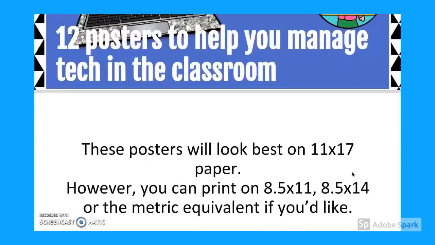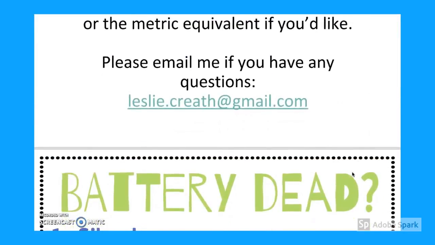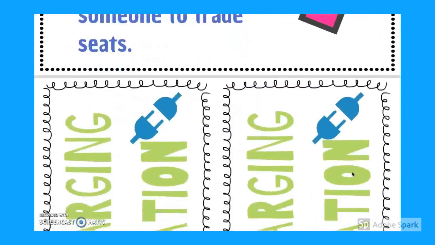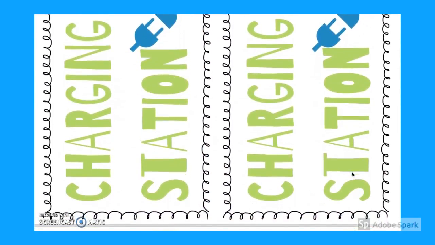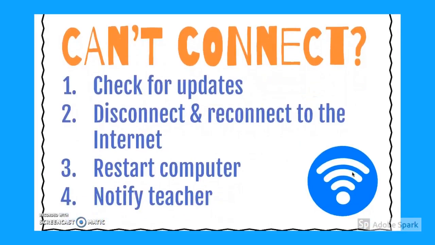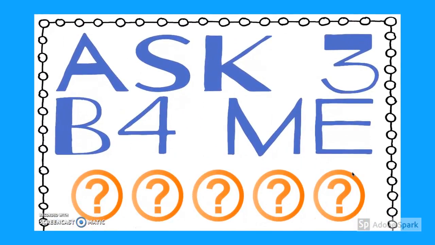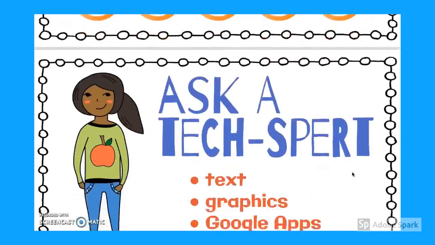And so these just help you manage your technology in your classroom to ensure your students are on task. So it tells them what to do if your battery is dead. There's various charging station icons. What to do if they can't connect. The ask 3 before me rule, so they can ask 3 students if they have questions on technology.